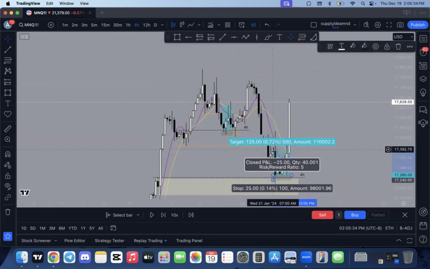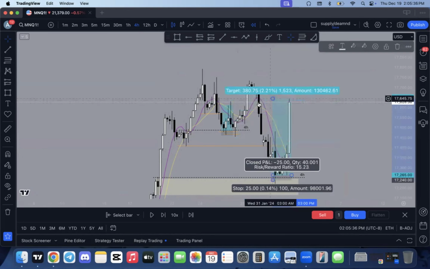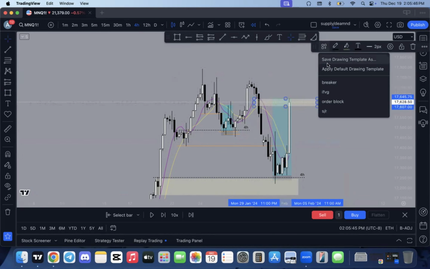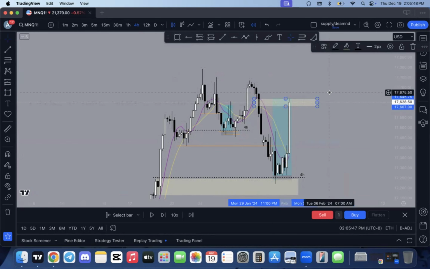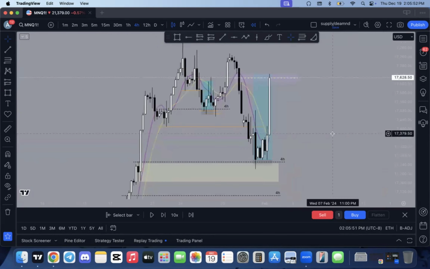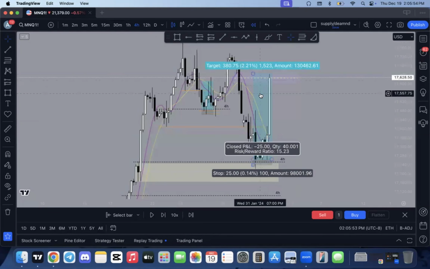I mean, this one you could have even caught up to here, to this gap. Like I said, I'm gonna go over gaps in a whole other video. But we had a 4-hour fair value gap right here. We'll just do that, even though it's not inverse. Right here, right? Filled it completely, could have caught 15%.